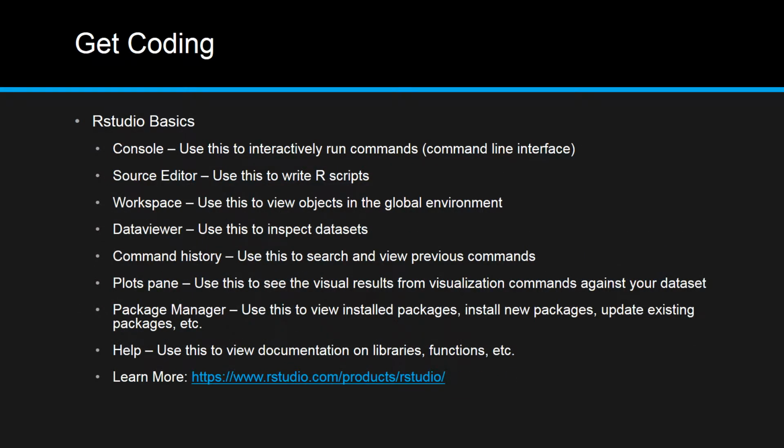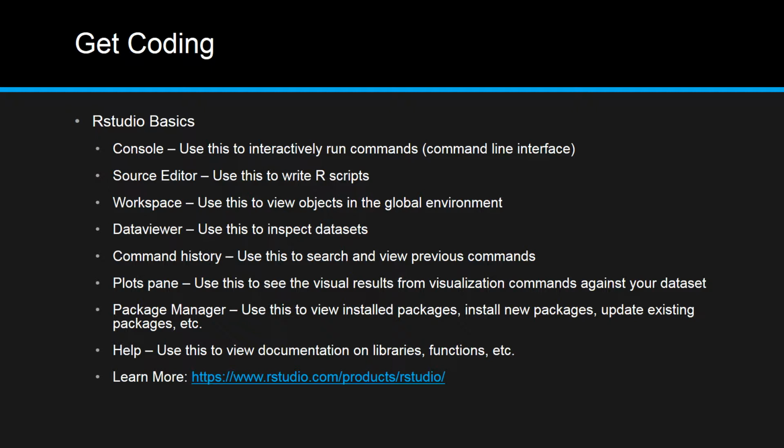And there are some basics in RStudio that you'll want to know. RStudio provides a console. This is where you would access the command line interface for R. It provides a source editor that you can use to write R scripts. There's a workspace area that you can use to view objects in the global environment. There's a data viewer that's very helpful as you start to load in data, where you can see what that data set looks like. There's command history that's useful to search, view, or cut and paste from previous commands.